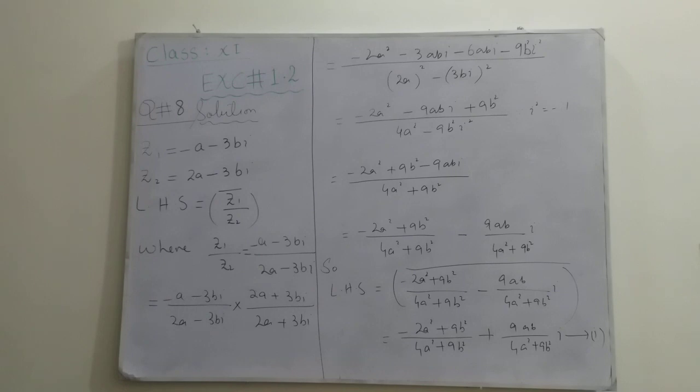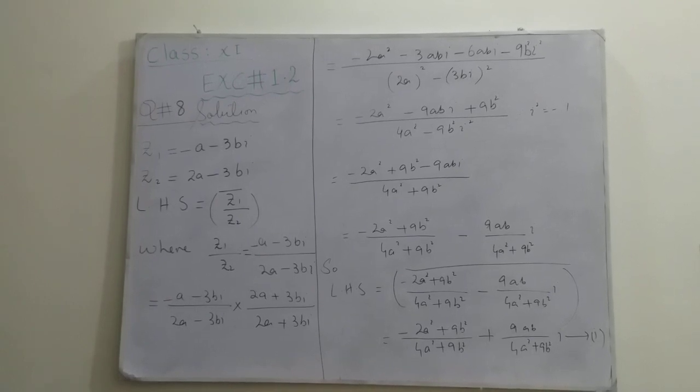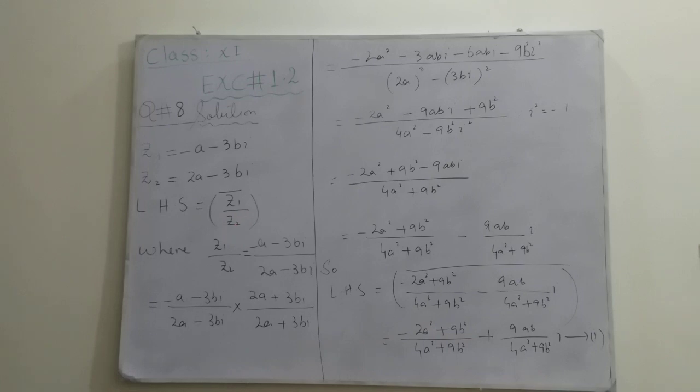Now, first we will take the left hand side, (z1 by z2) whole conjugate, where z1 by z2 is equal to, putting the value of z1, -a - 3bi, putting the value of z2, 2a - 3bi. Now to find the value of z1 by z2, we will multiply and divide by the conjugate of 2a - 3bi, which is equal to 2a + 3bi.